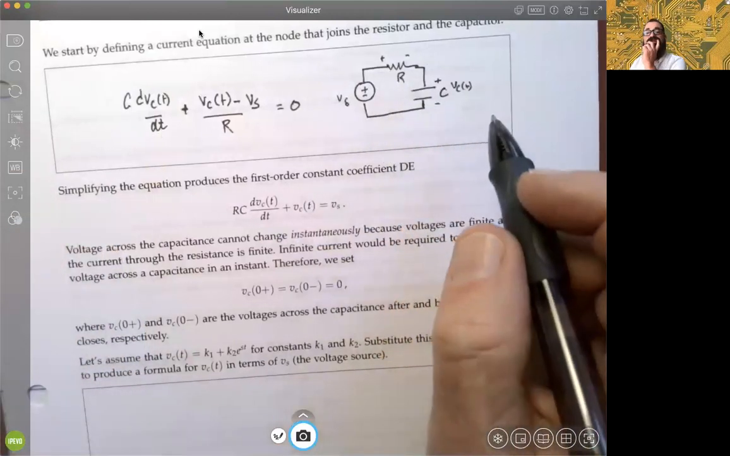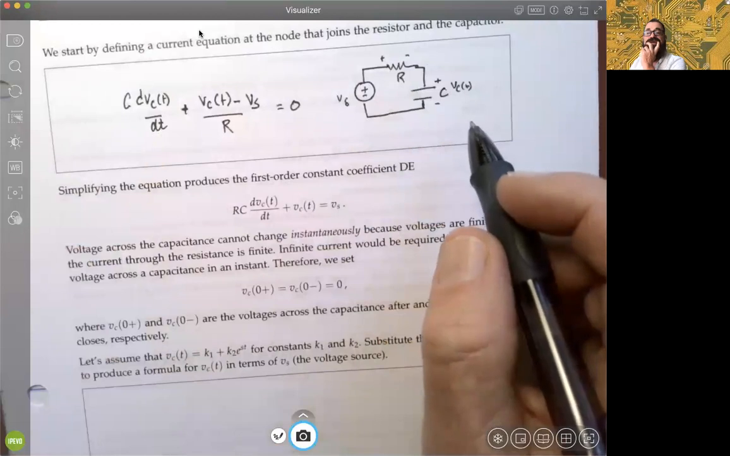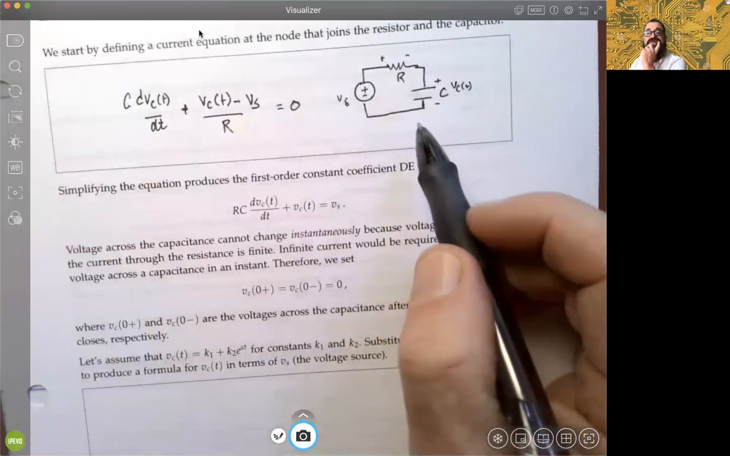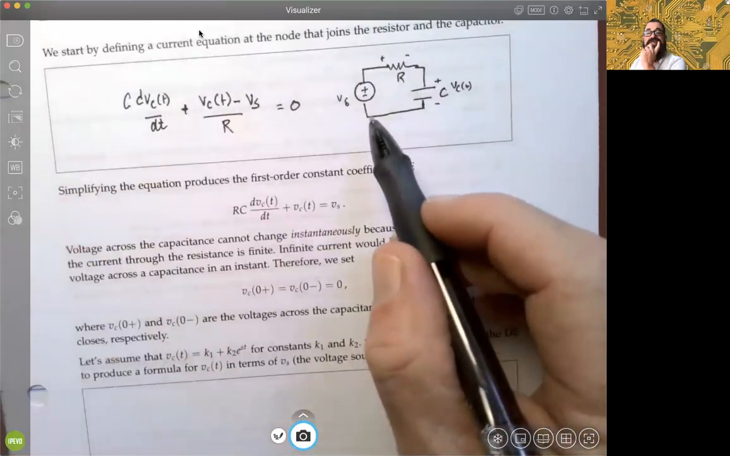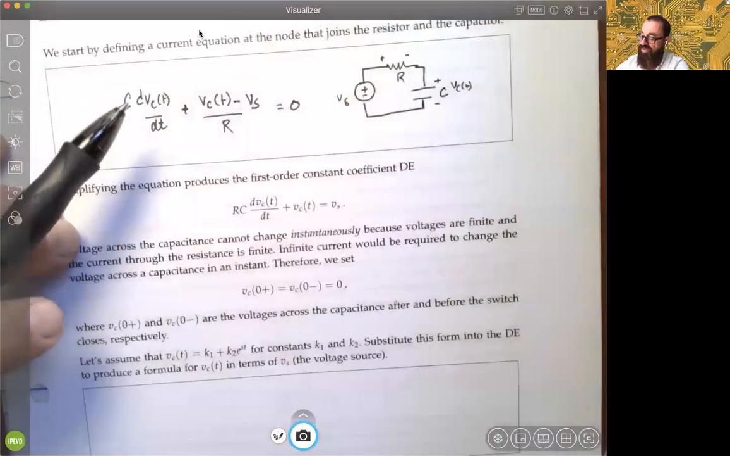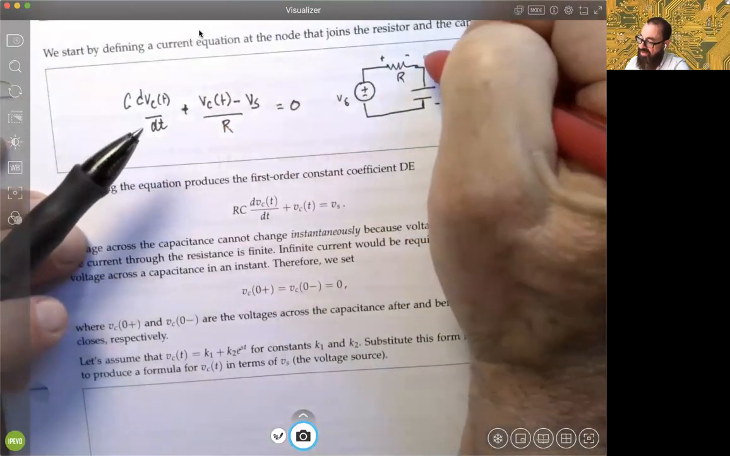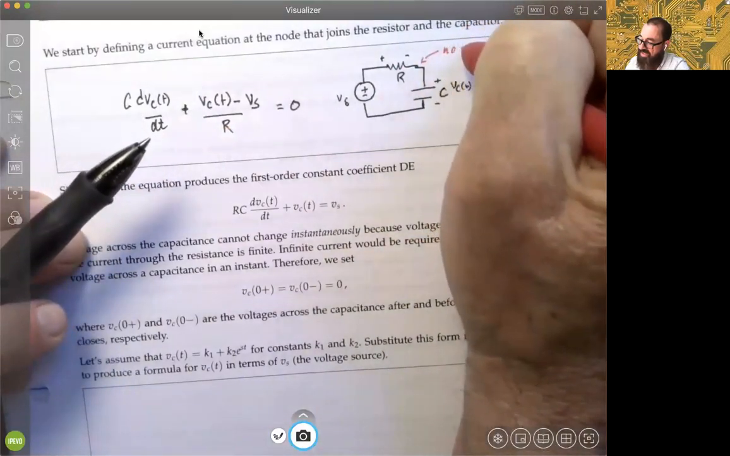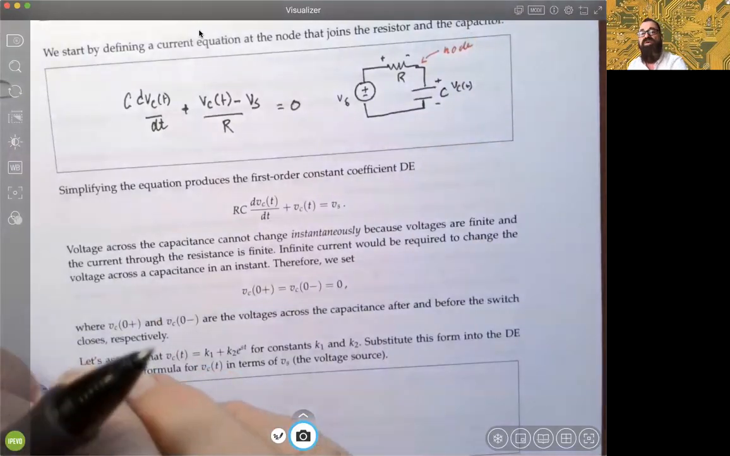So a couple of things on that. If you want to think about the node that joins, excuse me, I said that wrong. I got the wrong pointer there. We're looking at a current equation for this node. So let's sketch it in. That will make more sense.